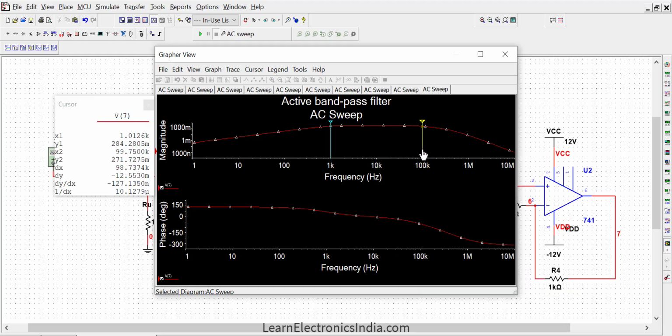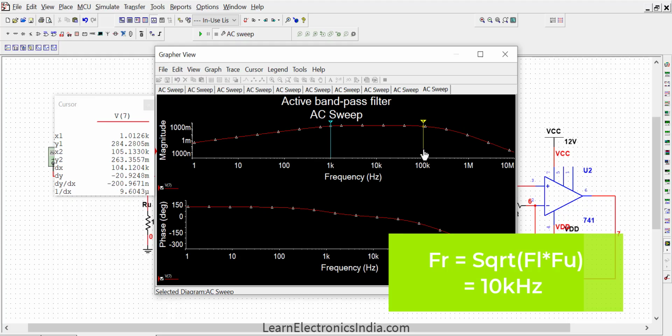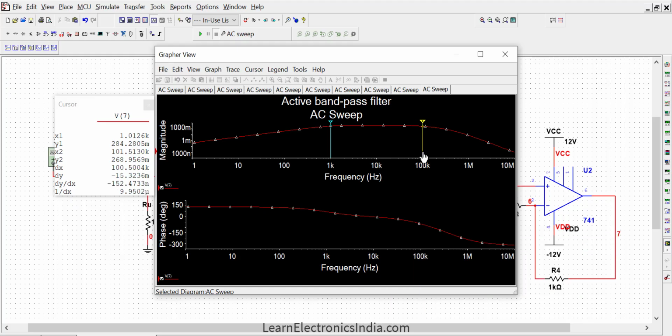The resonant frequency of this circuit is given by this formula. After substituting the values, we get the resonant frequency as 10 kHz. Such bandpass filters are used in wireless transmitters and receivers to select specific range of frequencies.